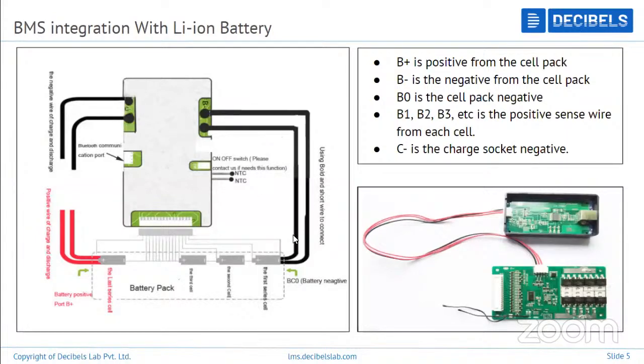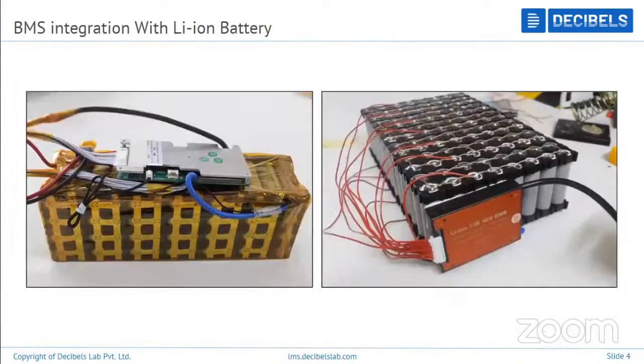You go with the B minus, the negative parts are connected. Then you go with the positive series connection to sense all the series. Then at the end, you directly take the positive end out of the battery pack. Then the common port is taken from the BMS. This is how we connect. These are the series strips, which you can see. This is an example of a 13S BMS, which we have built at Decibels.